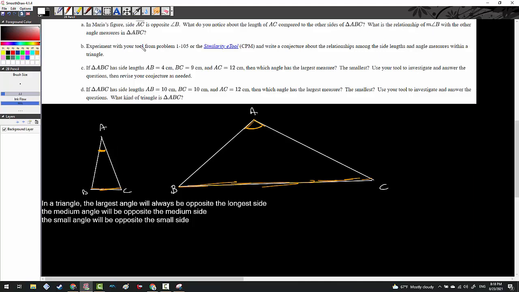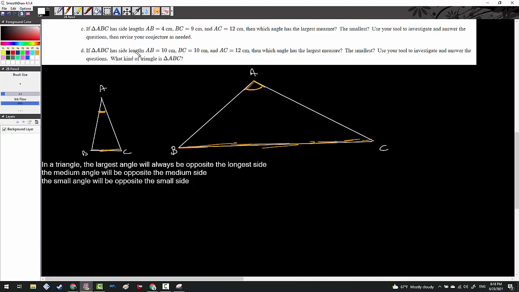You were supposed to discover that in parts A and B right here, but let's take a look at question C here. We've got a triangle A, B, and C, so let's check this out. So it says AB is worth 10, BC is worth 10. Obviously, it's not drawn to scale, but that's okay. And AC is worth 12. Which angle is the largest measure?